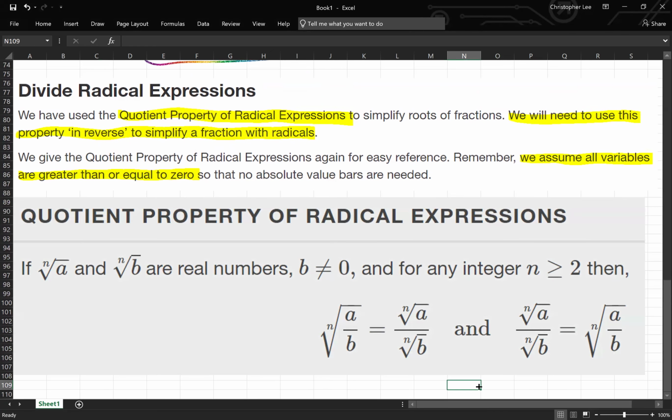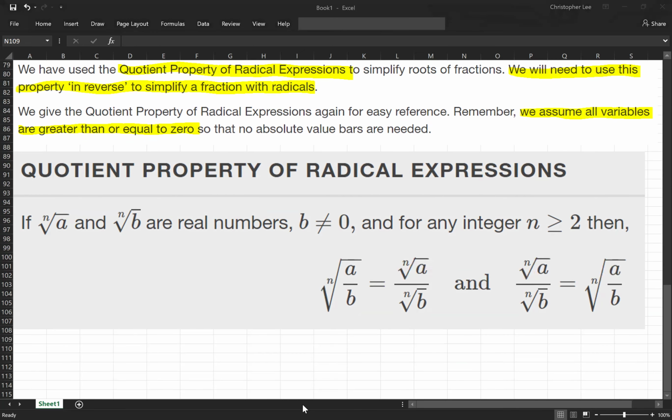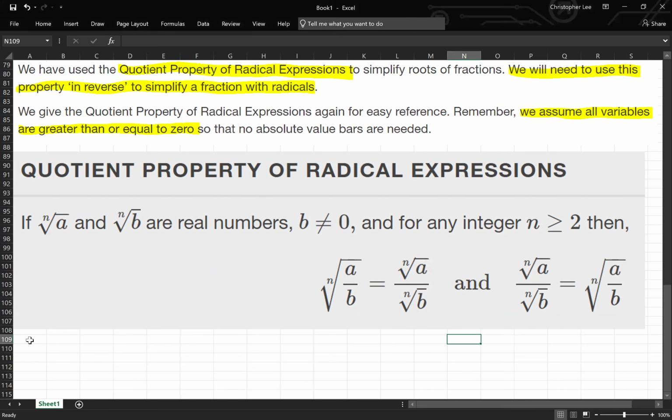If the nth root of a and the nth root of b are real numbers where b does not equal 0, and for any integer n greater than or equal to 2, then the nth root of a divided by b is equal to the nth root of a divided by the nth root of b, and the nth root of a over the nth root of b is equal to the nth root of a over b. This is a really, really useful property to have. It's going to help us a lot in the future when we're doing our problems.